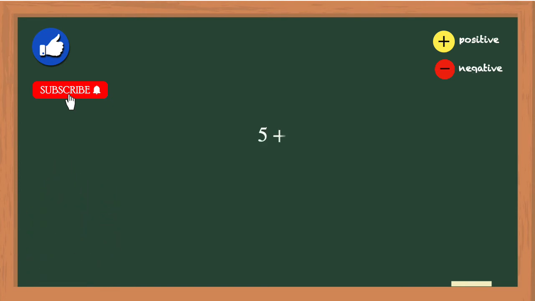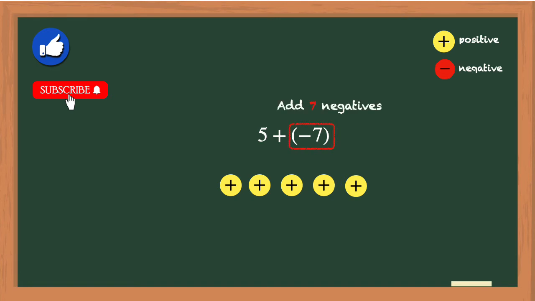All right, moving forward. Here we have positive 5 plus negative 7. Again, we'll start by bringing down 5 positive counters. 1, 2, 3, 4, and 5. Next, we will need to add negative 7, so we will need to add 7 negative counters. 1, 2, 3, 4, 5, 6, and 7.